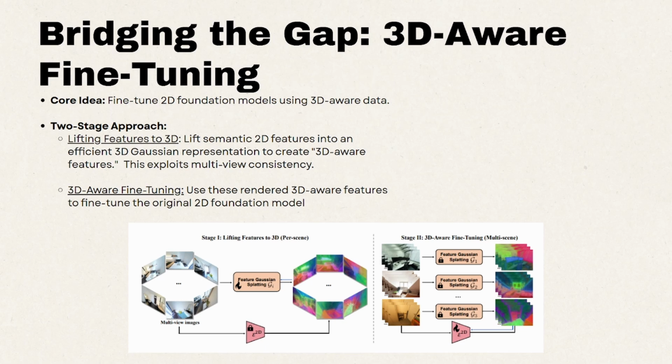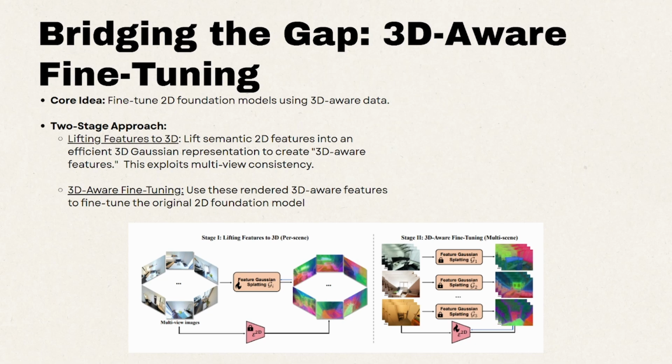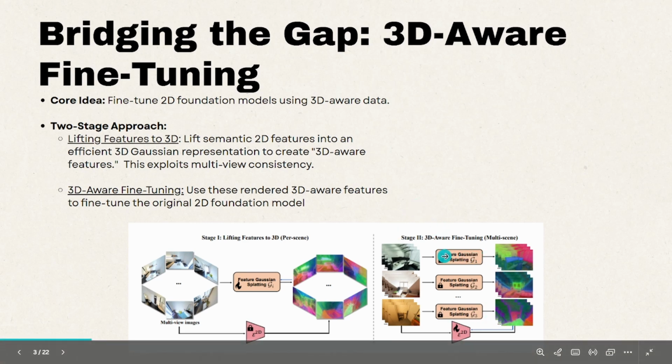Now, this brings us to the core proposal of the paper, 3D aware fine tuning. The central question is, can we enhance large-scale 2D models by giving them a better sense of 3D structure? The authors propose a novel two-stage approach to achieve this. First, they take existing 2D features from the foundation models and lift them to a 3D representation. Crucially, they use an efficient 3D Gaussian representation for this, which allows them to consolidate information from multiple views and create what they call 3D aware features.